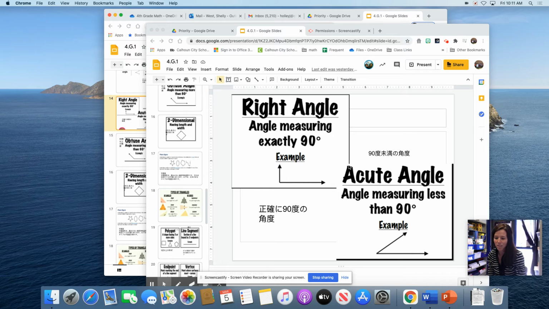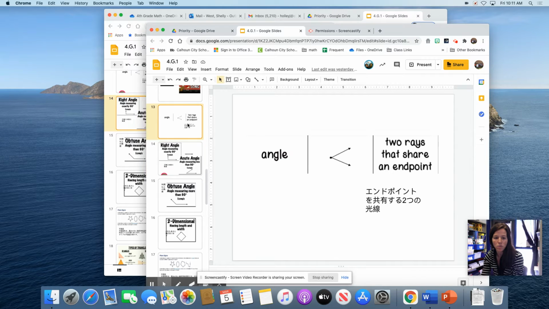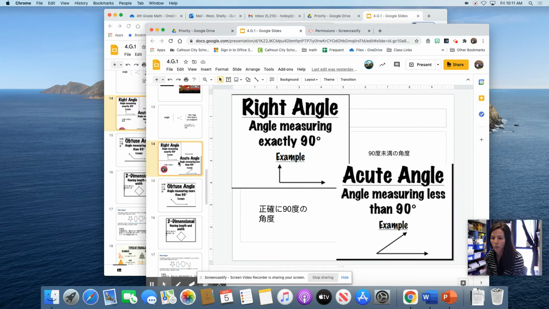Okay, lessons part 2 for geometry. So we talked about angles up here, and we talked about how two rays that share an endpoint are considered angles. So you see right here, they connect at the vertex. Our next vocabulary words, right angle and acute angle.